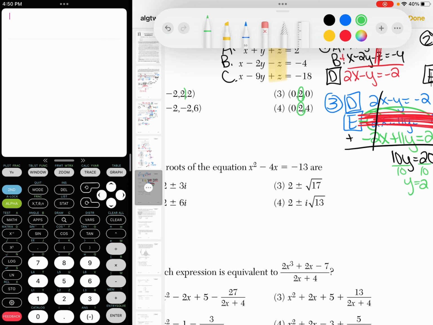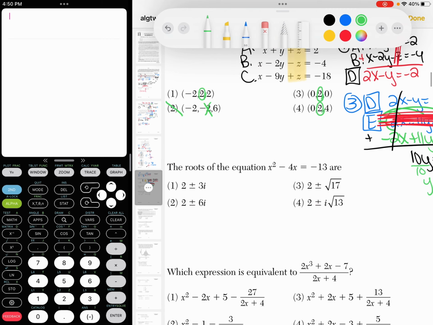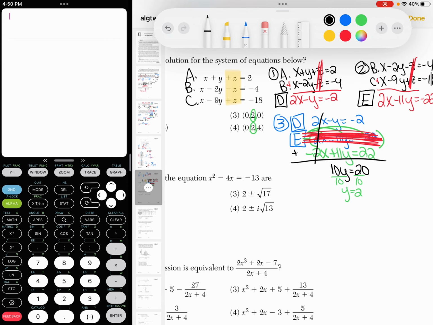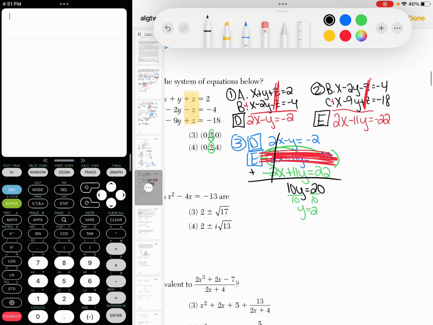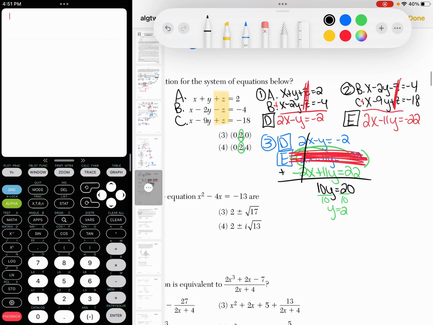This one is a 2, this one's a 2, this one's a 2, that one's not. So all I figured out so far is that it's not choice 2. But once you have one of your variables solved for, you can solve for the other ones by just plugging in. Now, I cannot plug into equations A, B, or C right now because if I took y as 2 and plugged it in, I'm still missing z and that won't help me.